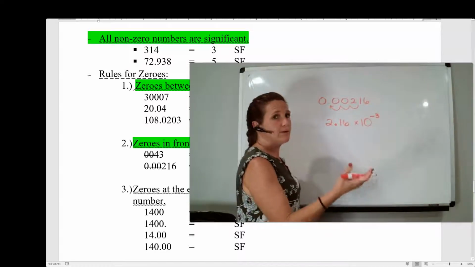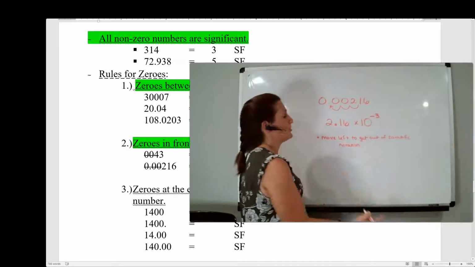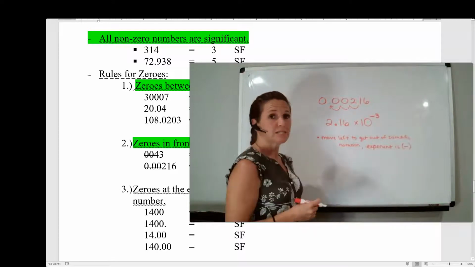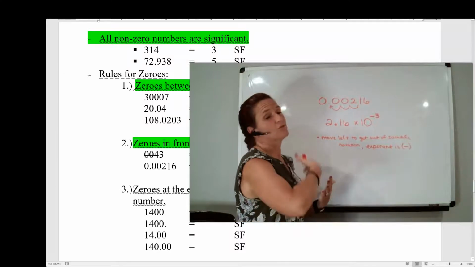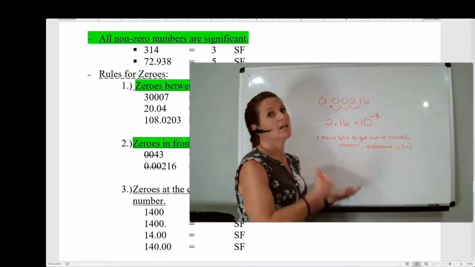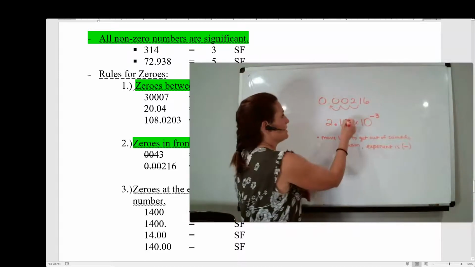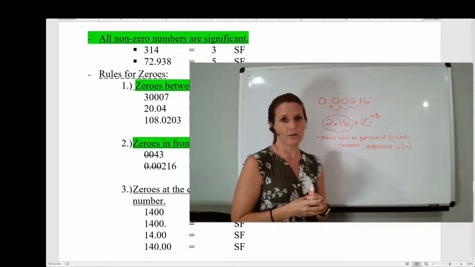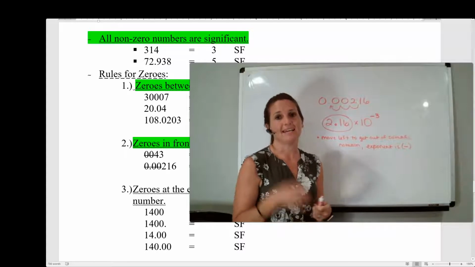If I have to move my decimal to the left to get out of scientific notation, my exponent is negative. And then similarly, if I have to move to the right to get out of scientific notation, my exponent is going to be positive. But now that I have this number in scientific notation, it's really easy to see what we already knew, that the number of significant figures in this value is 3.